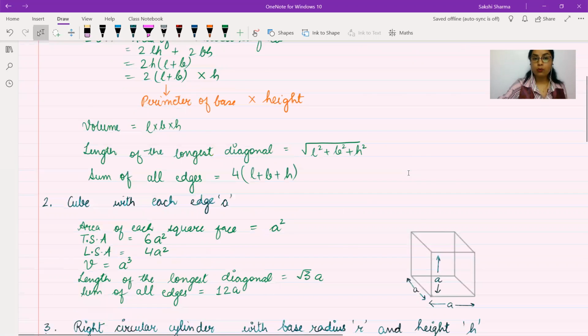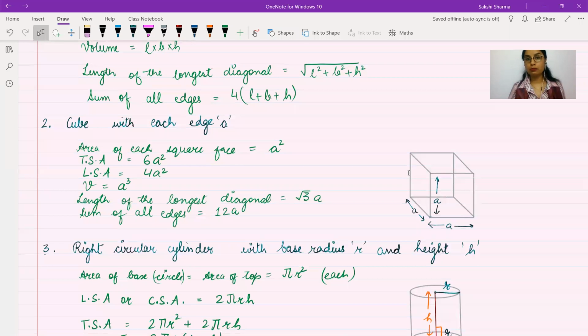Then for a cube where all 3 dimensions become equal, length, breadth, height, they are all same and can be represented by A. The area of each square face is side square, and hence we can find out the total surface area. It will be the area of 6 square faces, A square multiplied by 6. For the lateral surface area, it will be area of the 4 lateral faces, so A square multiplied by 4. Then volume is given by A cube.